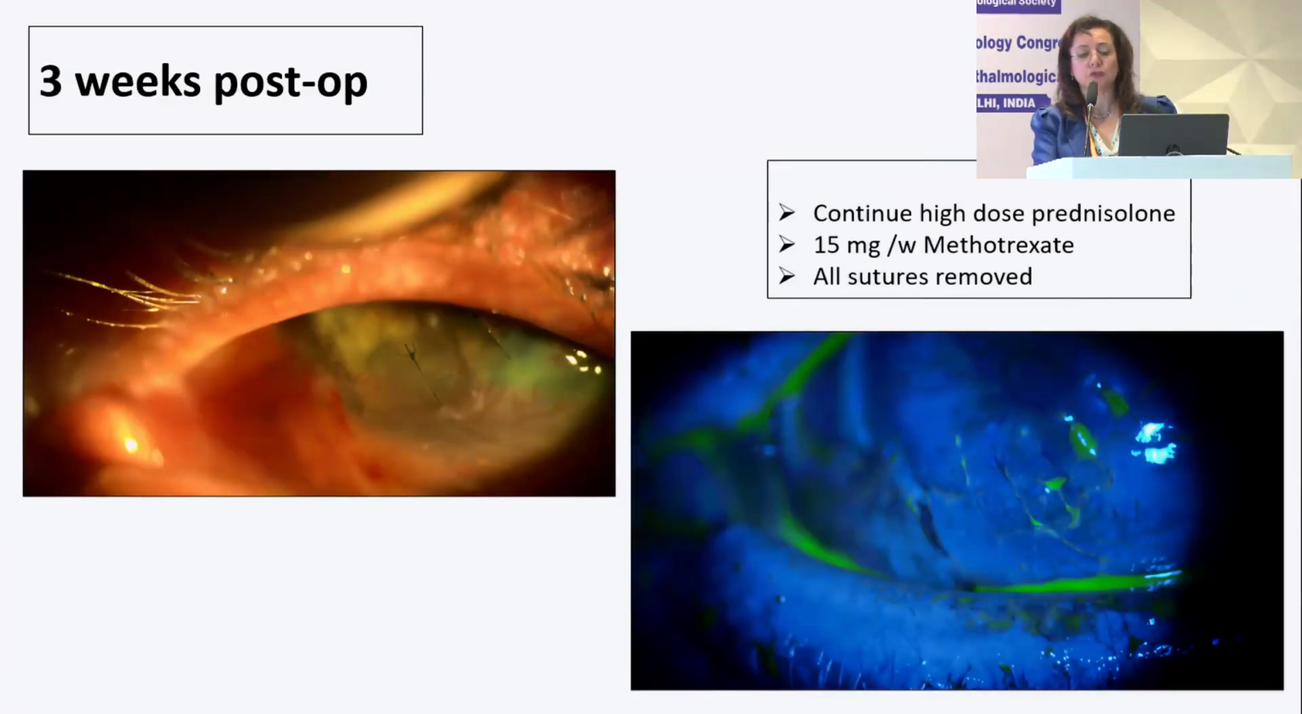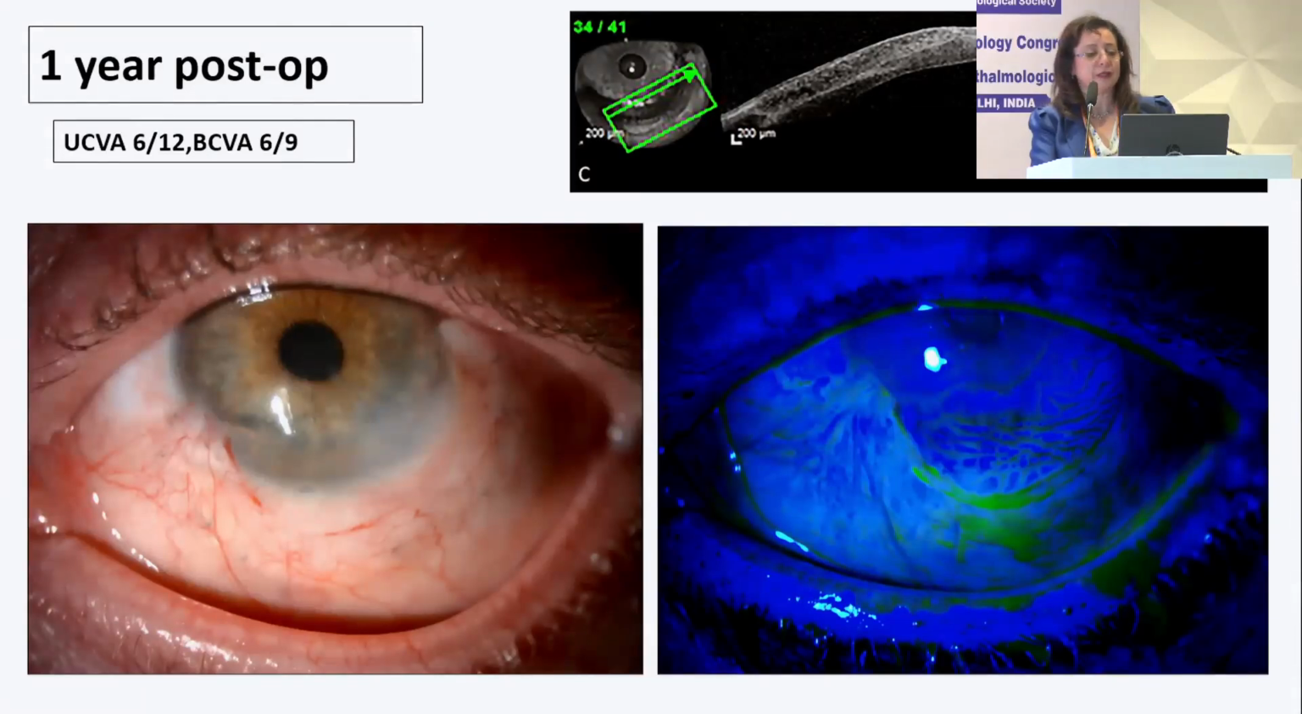The sutures loosened and were removed within 6 weeks, and then finally the patient was 6/9 unaided. So with these peripheral ulcerative keratitis, the good thing is that the central vision can be maintained for a long, long time because all the changes happen mainly in the periphery.